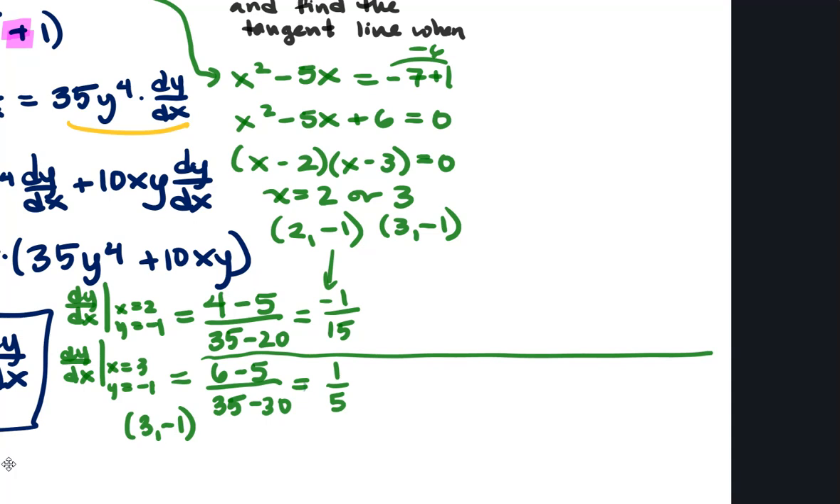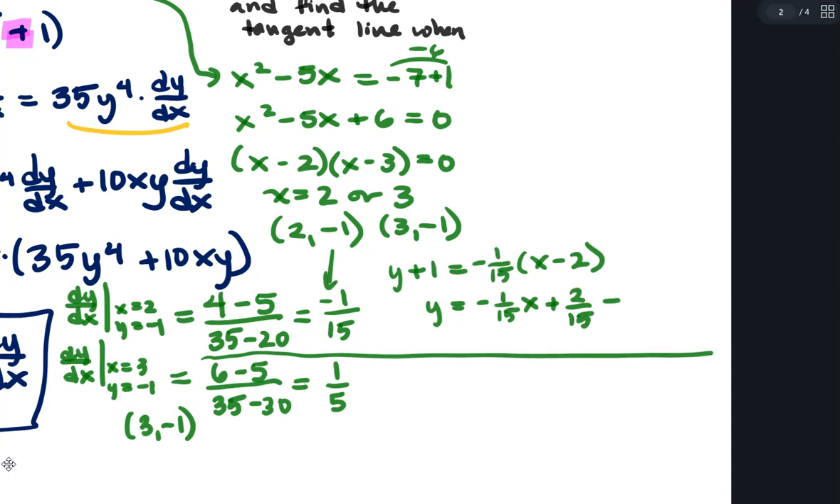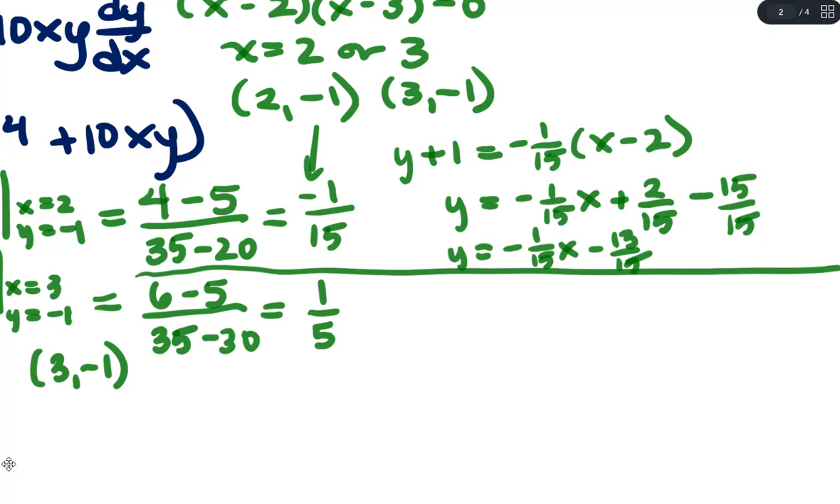So the first line needs to go through 2, -1, which means we'll have y plus 1 equals -1/15 times x minus 2. So y will have to equal -1/15 x plus 2/15 minus 1. Remember, 1 is 15/15. So we end up with y equals -1/15 x minus 13/15.